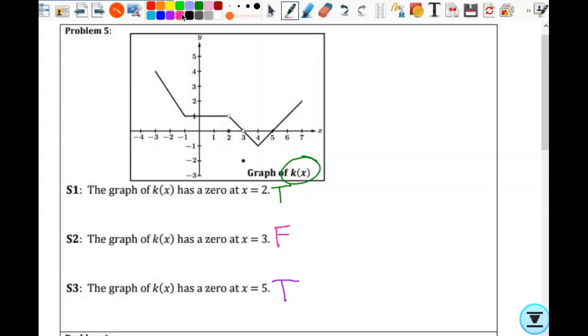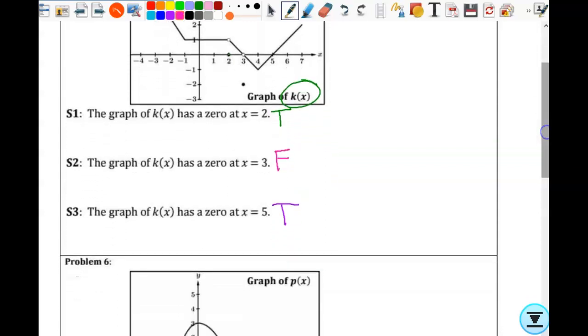There's a few different ways we could say this, but at x equals 3, K of x equals what? Negative 2. Very good. That point fell out too.